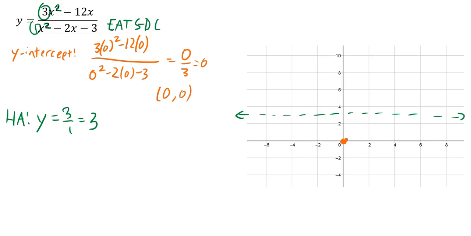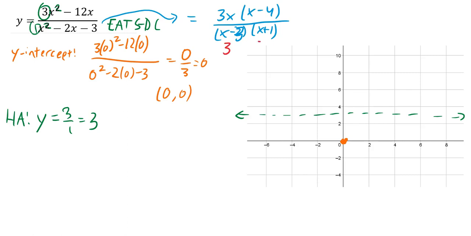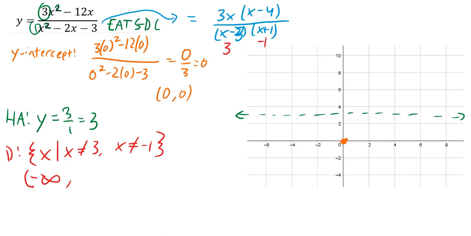Next I factor. Next I look at the domain. The domain is going to come from looking at my excluded values. The domain is the set of x such that x is not 3 and x is not negative 1. In interval notation, I would have everything from negative infinity all the way up until negative 1.